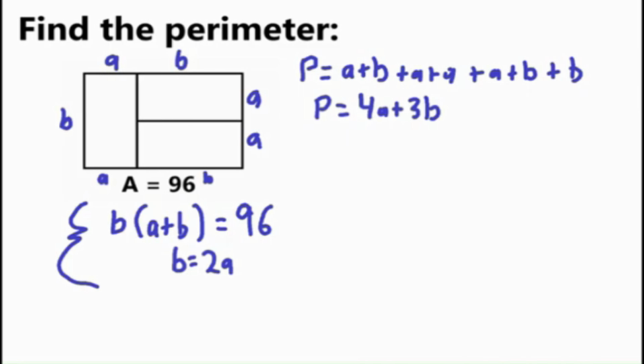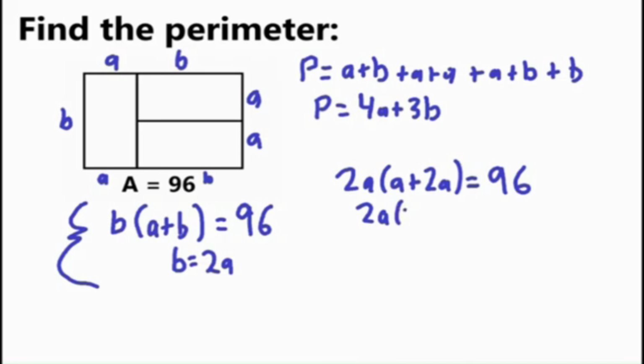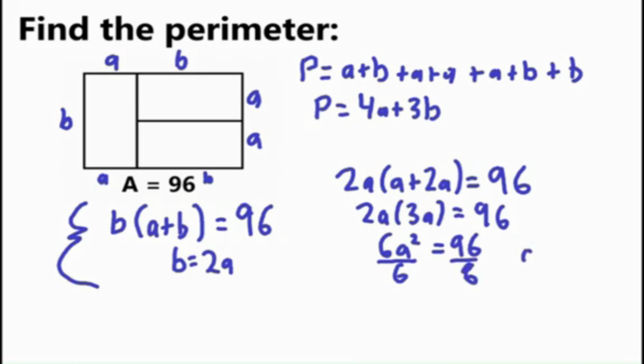Here we have B showing up 2 times. For both of these occasions, I'm just going to plug in 2A for B. So we get 2A times A plus B, but B turns into 2A, is equal to 96. If we multiply this out, we get 2A times 3A is equal to 96. If we multiply here, we multiply both coefficients, so 6, and the A's with one another, so we get 6A squared is equal to 96. So we divide by 6. A squared is equal to 96 divided by 6. That is equal to 16.